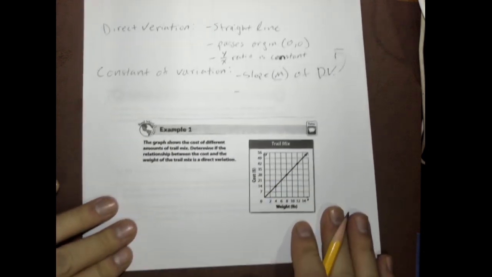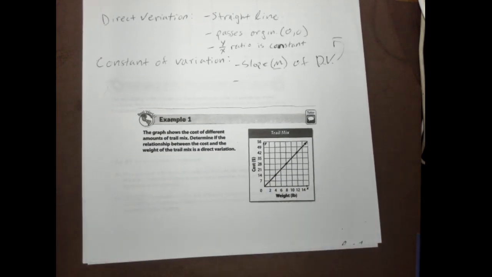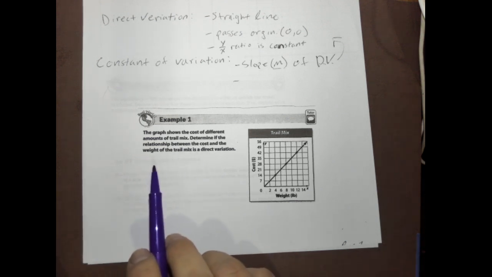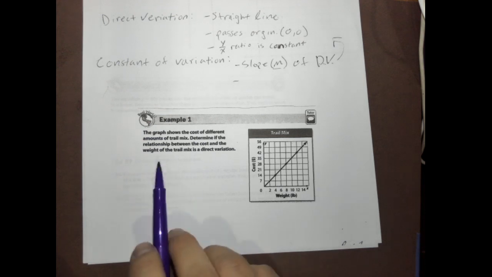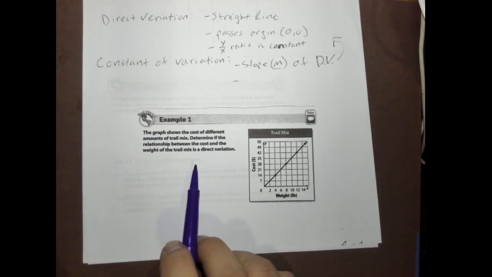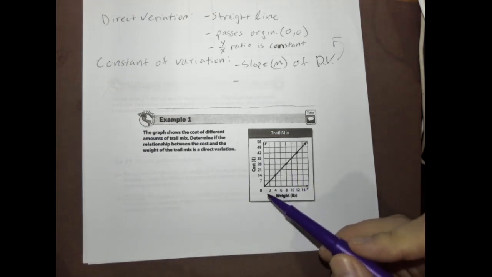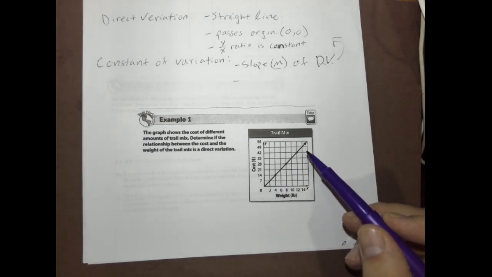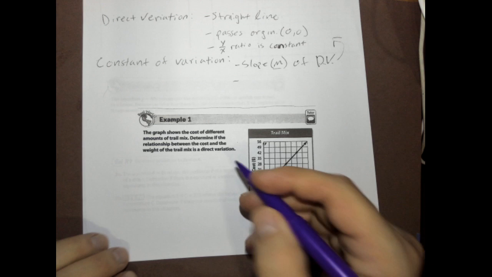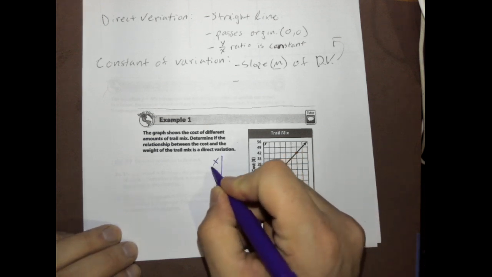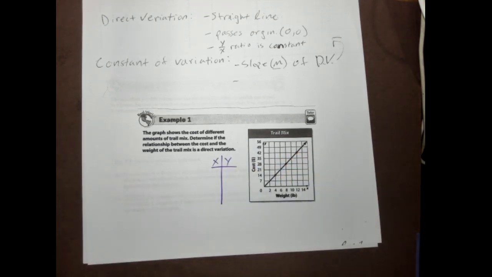Alright, example 1. It says the graph shows the cost of different amounts of trail mix. Determine if the relationship between the cost and the weight of the mix is a direct variation. We could already tell that it is because it is a straight line and it passes through the origin, but we're going to check using ratios. So first let's identify a few of the ordered pairs.